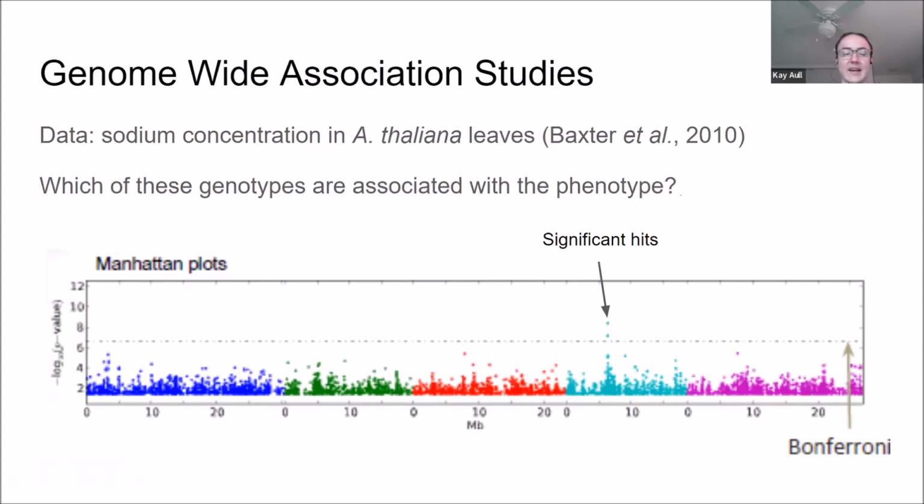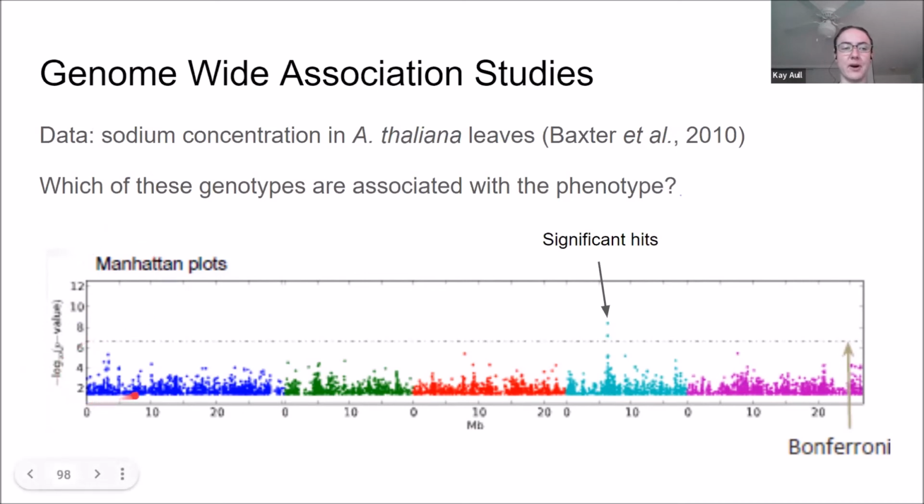You're looking at, does this population have a disease or not? Does it have high sodium or does it not? And you're looking for individual genetic markers, individual SNPs that might be enriched in one phenotype versus the other.